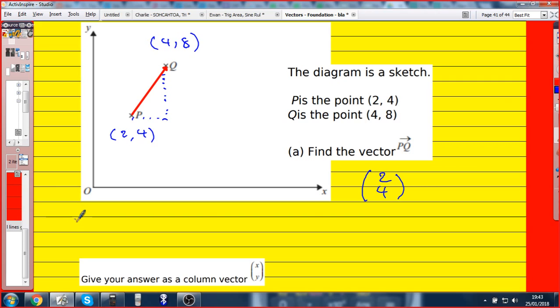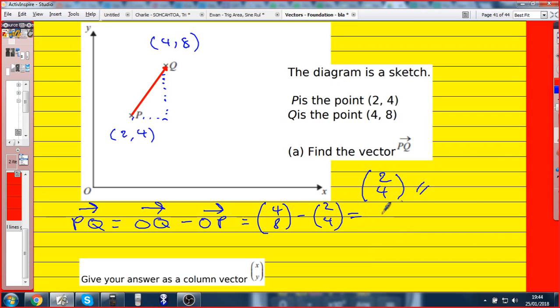Or to put it a different way, you could have done PQ would be equal to O to Q minus O to P, which would basically be 4, 8, which was the end point, minus the start point 2, 4, which gives you 2, 4. Same thing. Any questions there?